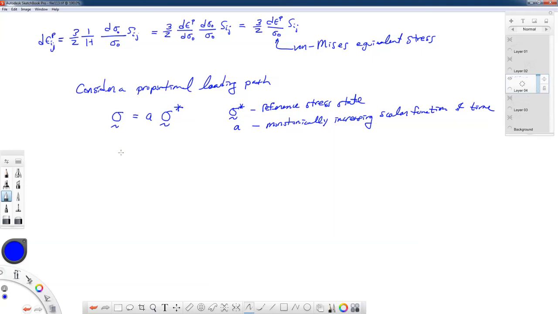So if this applies to the stress tensor, it also applies to the deviatoric stress tensor, where we define the deviatoric stress reference tensor as S star. We still have that same constant. It also scales with the size of our yield surface. So if we're at equivalent stress sigma naught, then this also scales up to A times sigma naught star.